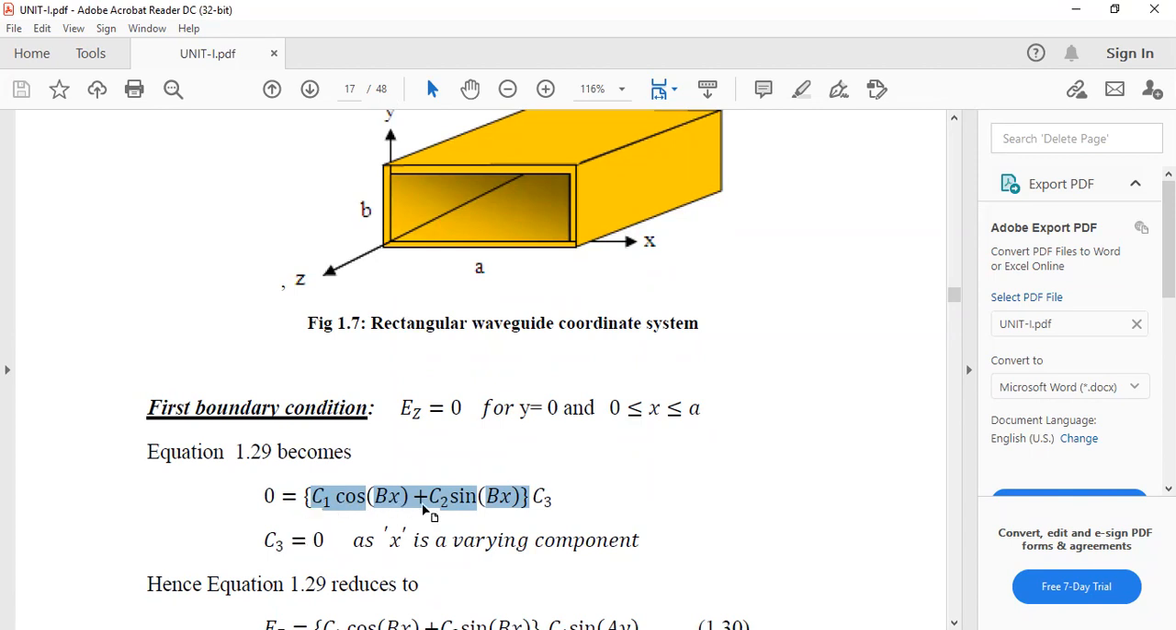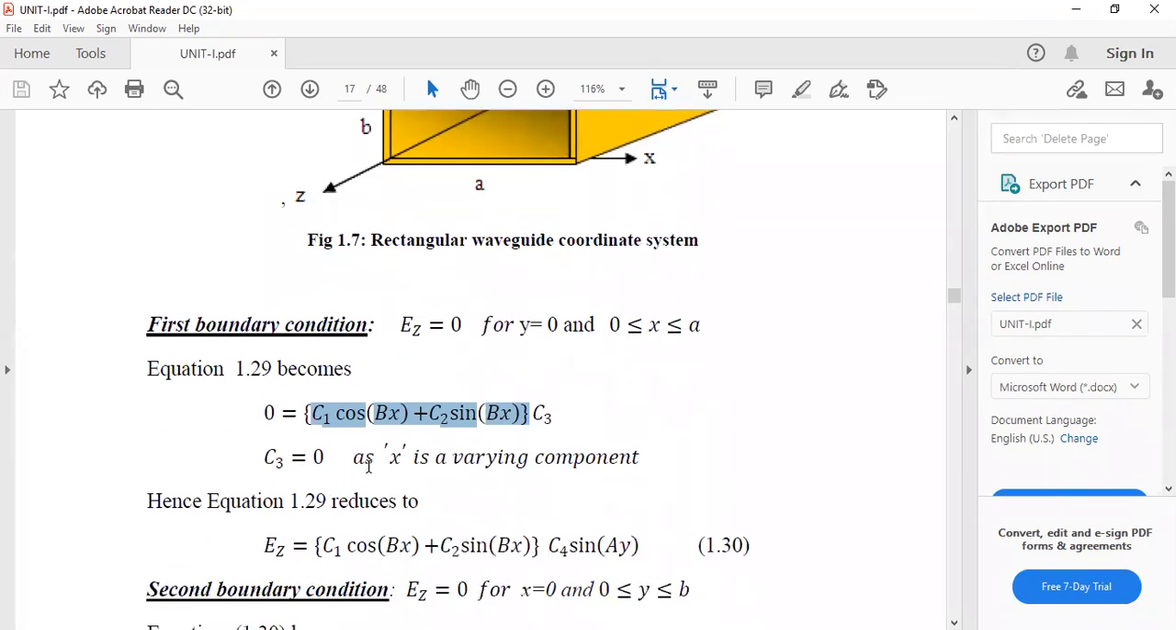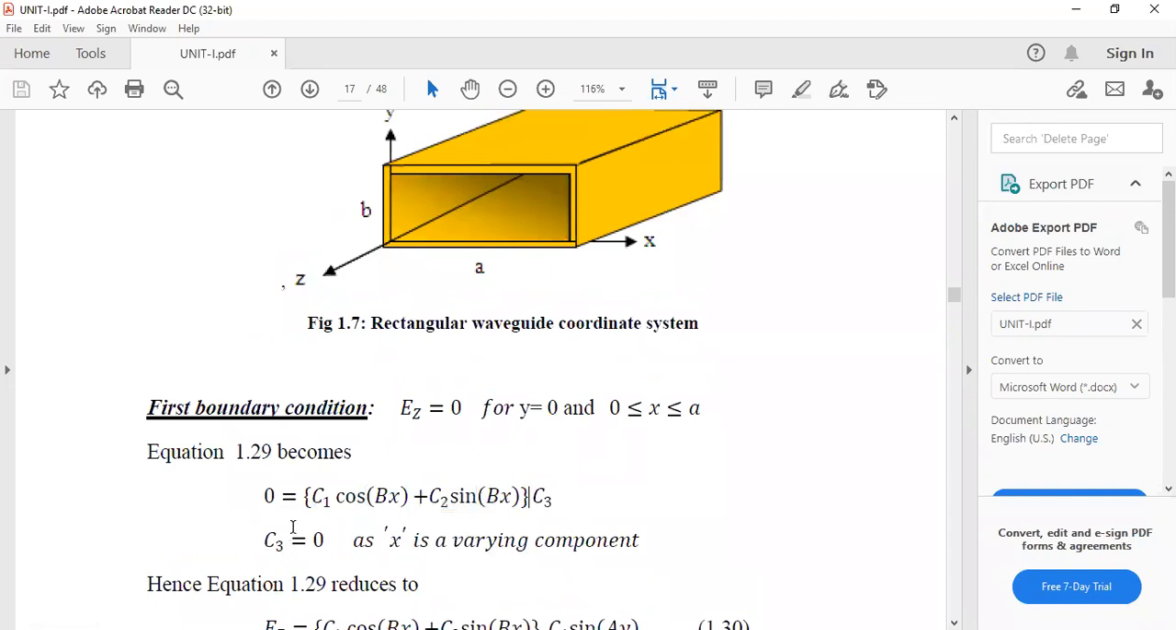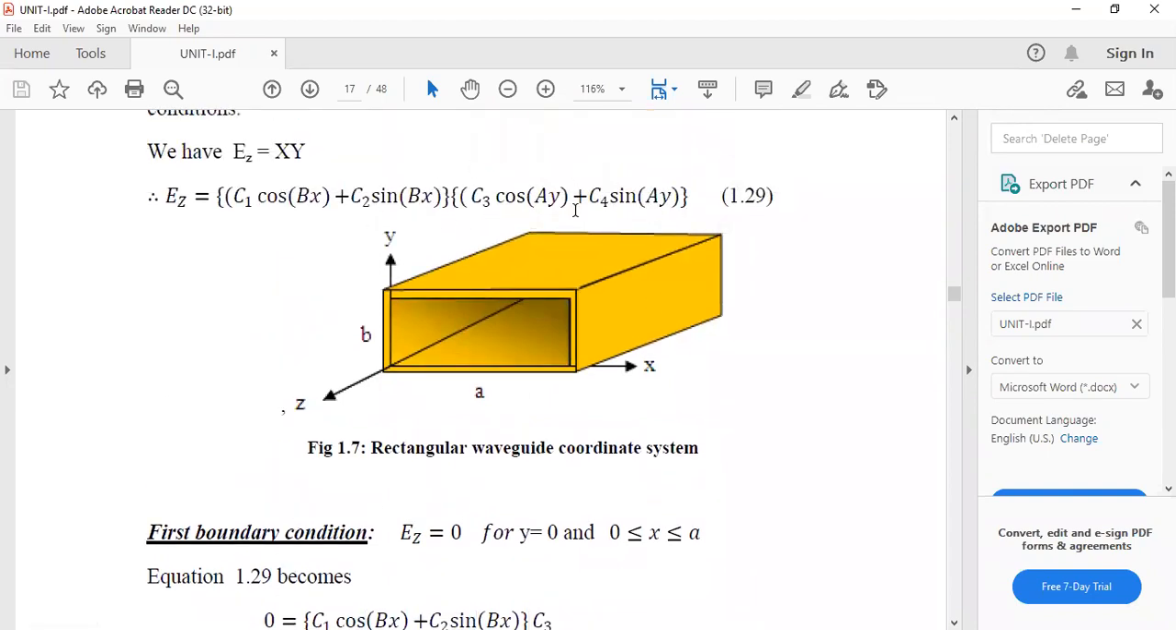So C1 cos bx plus C2 sin bx is a non-zero value, but the product is 0. That means when the product is 0, only if C3 is 0 is this product 0. Now we can write C3 is equal to 0. Now substitute the C3 value in this equation, so this term becomes 0.